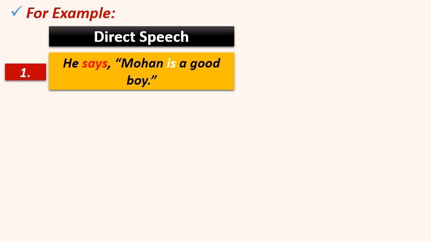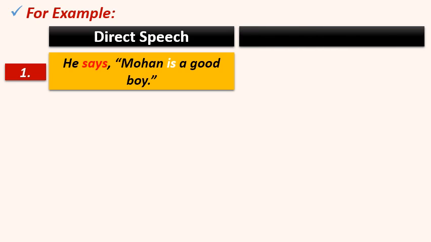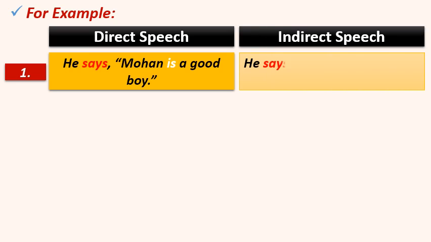So as per the rule, if the reporting verb is in the present or future tense, so here as you can see that says, first form of the verb plus s or es, so it is here present tense. So if reporting verb is in the present tense, then the tense of the verb is not changed in the reported speech. It will remain as it is. Fine. So when you will write down the same sentence into indirect speech, then it will be, he says that Mohan is a good boy.